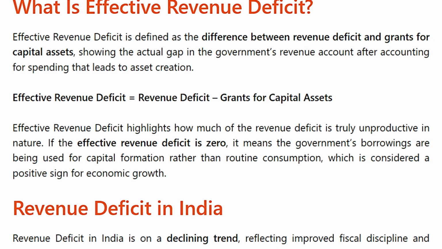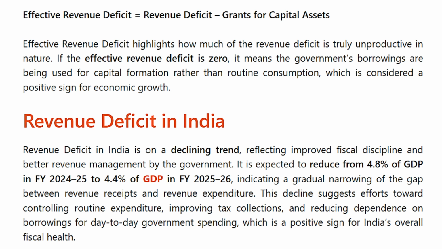Revenue deficit in India. Revenue deficit in India is on a declining trend, reflecting improved fiscal discipline and better revenue management by the government. It is expected to reduce from 4.8% of GDP in financial year 24-25 to 4.4% of GDP in financial year 25-26, indicating a gradual narrowing of the gap between revenue receipts and revenue expenditure. This decline suggests efforts toward controlling routine expenditure, improving tax collection, and reducing dependence on borrowings for day-to-day government spending, which is a positive sign for India's overall fiscal health.